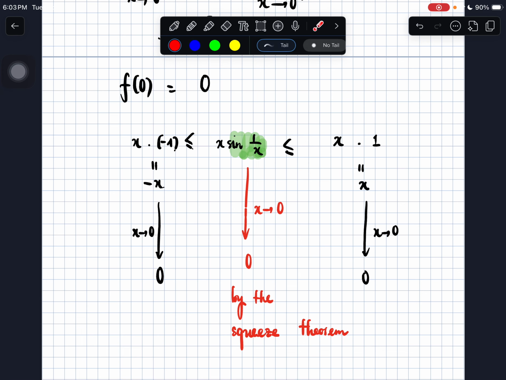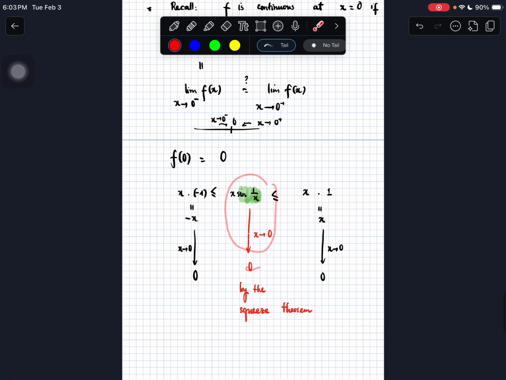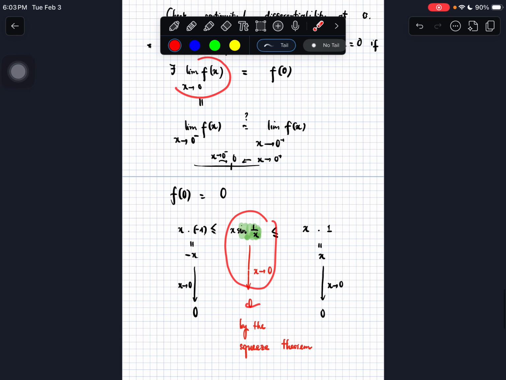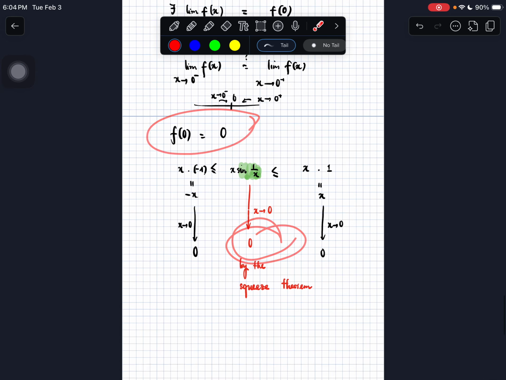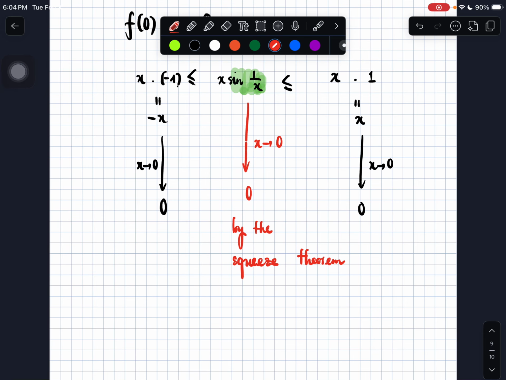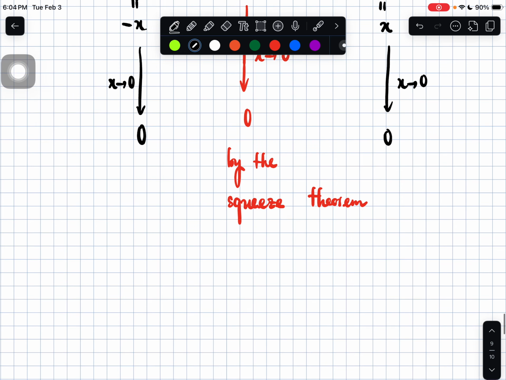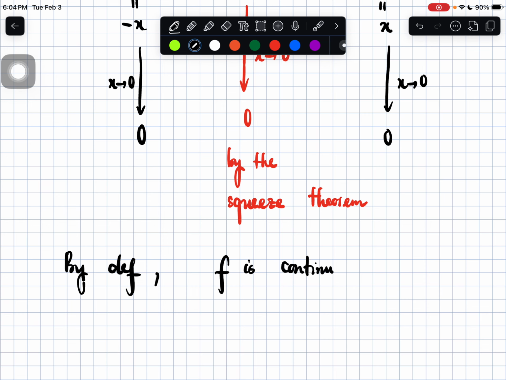So the limit of f of x when x tends to 0 is equal to 0. We don't need to compute the right hand limit and the left hand limit. By the squeeze theorem, we know this is 0, and it is equal to f of 0. So the limit exists and is equal to f of 0 by definition. F is continuous at x equal to 0.